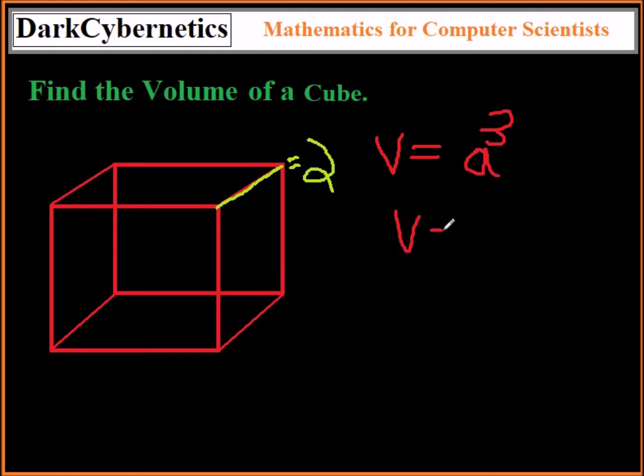So we take V, we have a side, we'll call that side A, and in this case it's 2. We raise it to the power of 3. We know that 2 times 2 times 2 is equal to what? 8. And we write 8 in the box.